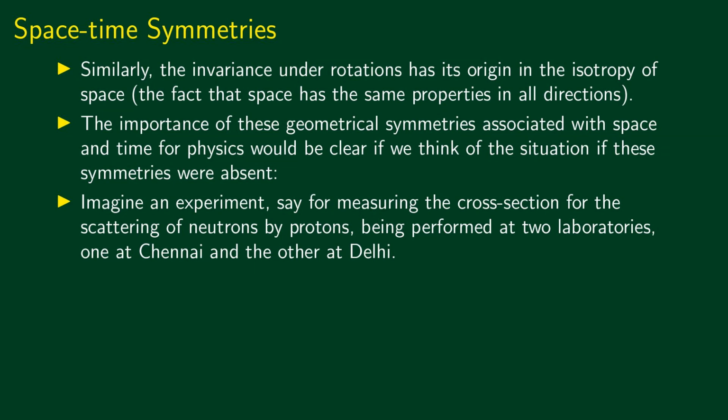Now these geometrical symmetries are really very important. You can appreciate their importance by imagining a world where these symmetries do not exist. For example, you can imagine an experiment, let's say measuring the scattering cross-section of neutrons by protons. First, let's imagine that this experiment to measure the scattering cross-section is being performed at two laboratories, one at Chennai and the other at Delhi.